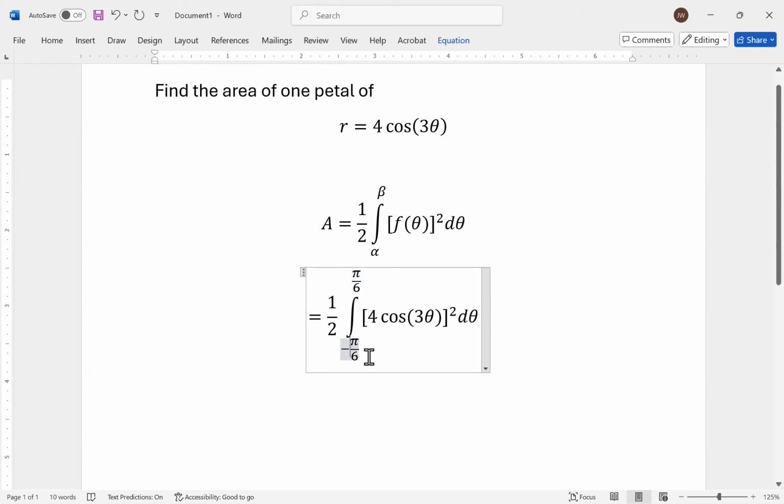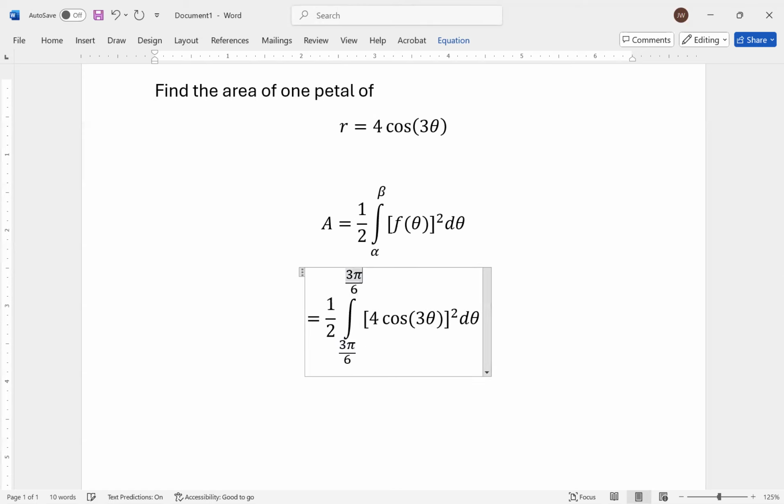And then if I went from a positive pi over 6 to essentially 3 pi over 6, that would trace out the second loop. And then if I went from 3 pi over 6 up to 5 pi over 6, that would trace out the third loop. And in any of those integrations, you should end up with the same number. Let me go ahead and type that into my calculator.